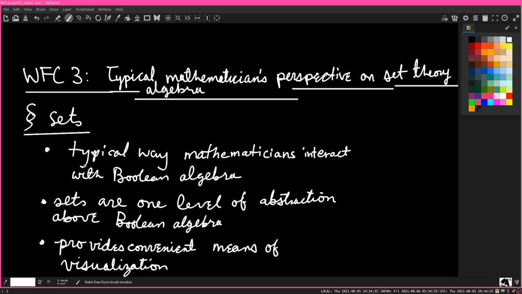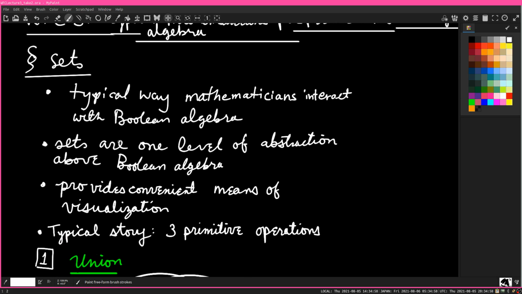From a typical mathematician's perspective, algebra is sort of a thing you do in order to do set theory. It's just the sort of formal logic that underpins set theory. Set theory is typically what you deal with as a mathematician, and I'm going to give an example. Sets are the typical way mathematicians interact with Boolean algebra. They are one level of abstraction above Boolean algebra.